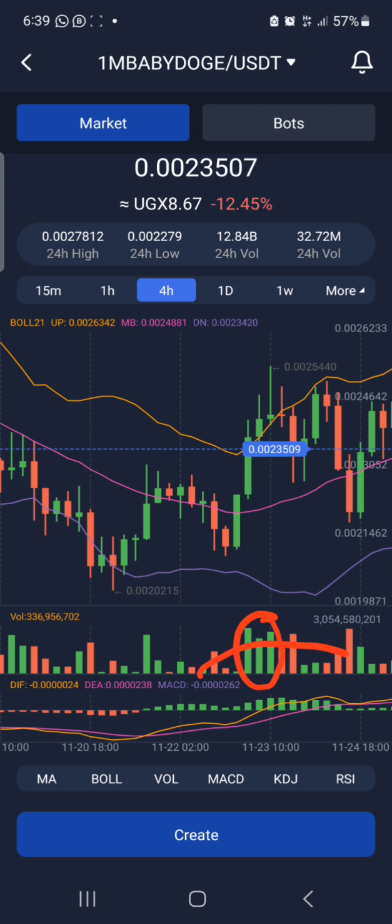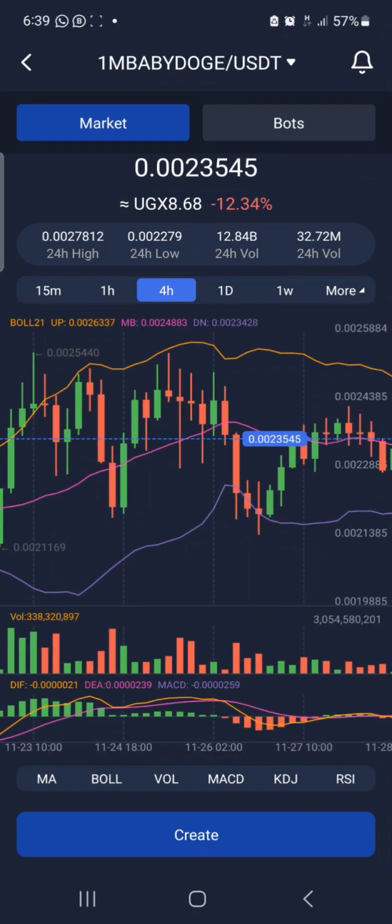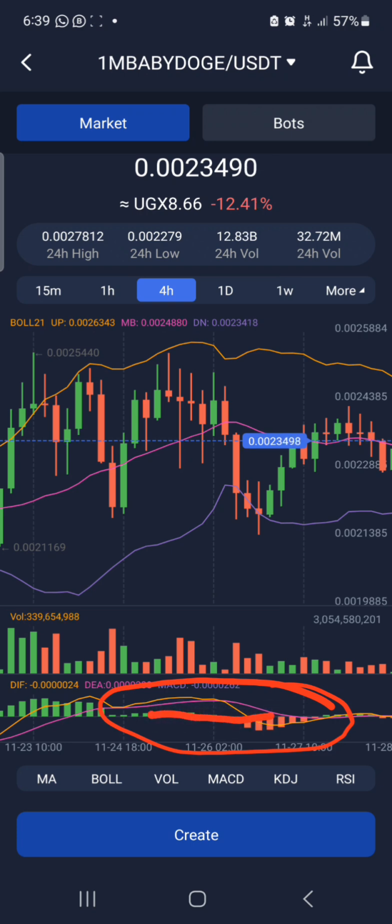Then we have the MACD. You know, I like the MACD. It is really good and it never lies. So this is the MACD here. It has the signal line and the strength line. And then it has this line. I don't know how they call it, but most people call it the zero line.